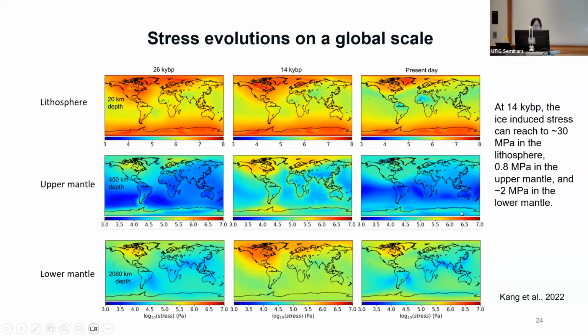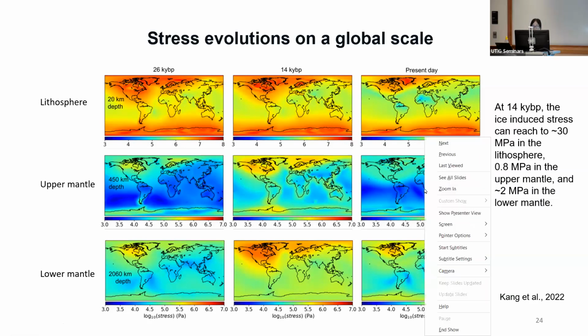And here we give our stress evolution on a global scale. We can see the lithosphere with the ice buildup. The stress in the lithosphere will increase with time because we treat the lithosphere as an elastic solid. And then in the upper mantle or lower mantle, the peak of the stress is not at the last glacial maximum, but around 14,000 years ago. This is a rapid ice meltwater event occurring here. So you can see the pattern globally.